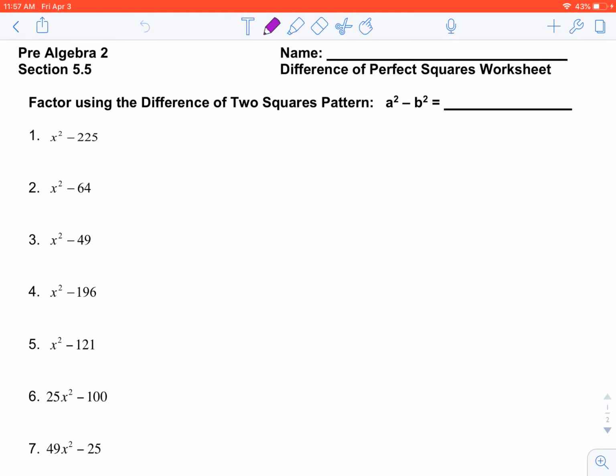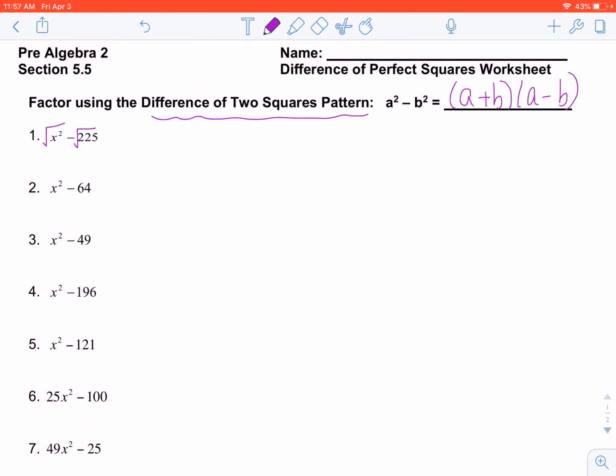So at the top it says factor using the difference of two squares pattern. And just as a little refresher from yesterday, that pattern was A plus B and A minus B. So I'm just going to jump around doing a couple of them. We'll start with the first problem. We have x squared minus 225. So the first part, and I need to see a little bit of work. These aren't very involved problems whatsoever.